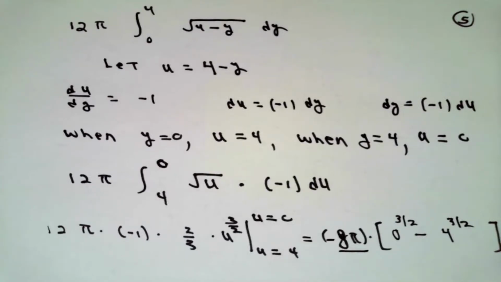You can cancel a 3 out between the 12 upstairs and the 3 downstairs, leaving 4 times pi times 2 times negative 1 as the constant factor, negative 8 pi, multiplied by 0 to the 3/2 power, which is 0, minus 4 to the 3/2 power, which we still have to figure out.